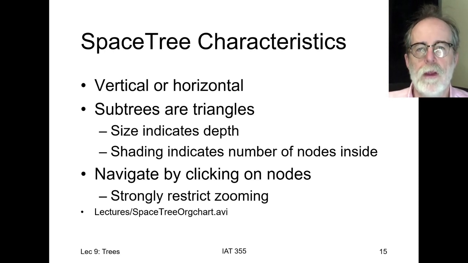And as I said verbally, and you could see in the video, subtrees are triangles. The size of those triangles indicates the depth. The shading indicates the number of nodes inside. The darker the shading, the more nodes. And you navigate by clicking on nodes. And it also strongly restricts zooming.